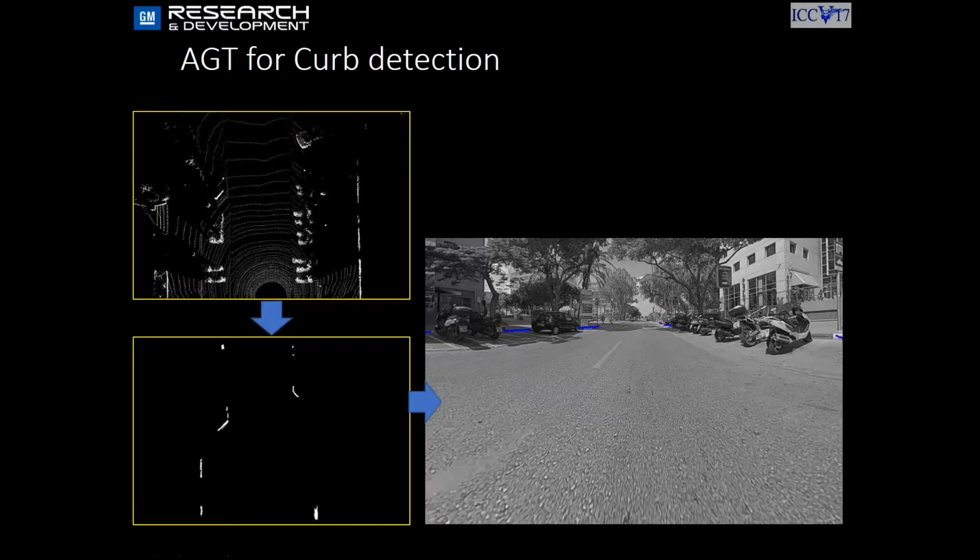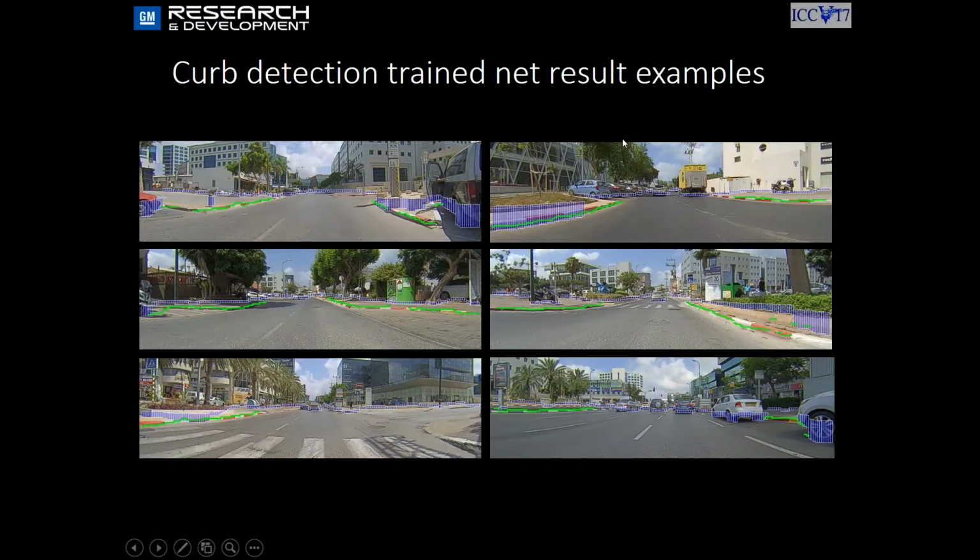Another example is automated ground truth for curb detection. This is a problem which is rather difficult even for LiDAR. We do aggregation of LiDAR, and then we look using some specially designed filters to detect curbs, but we have a very incomplete data set. However, the trained network is able to extend it, and these are the greenish lines, to the full extent of the curb.